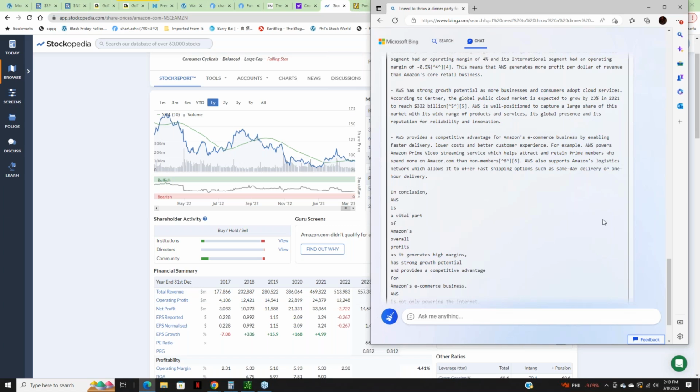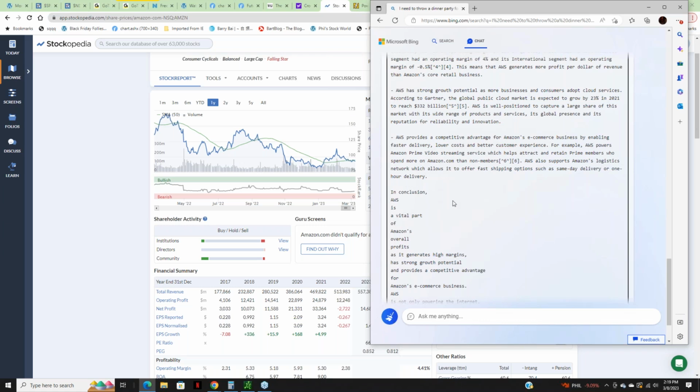The global cloud market was expected to grow by 23% in 2021. That's very old data, and reach 332 billion. Amazon is well positioned to capture a large share of this, of course. It provides a competitive advantage for e-commerce by enabling faster delivery, lower cost, and better experience. For example, Prime Video streaming services help attract and retain Prime members on Amazon.com. And it supports their logistics network, which allows it to offer faster shipping and so on and so forth.